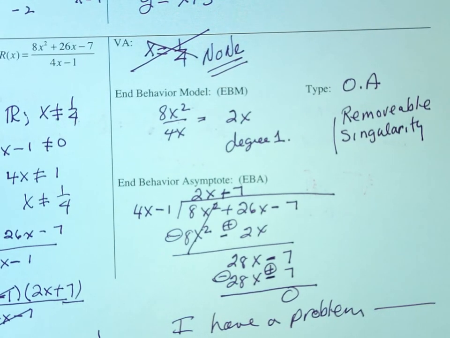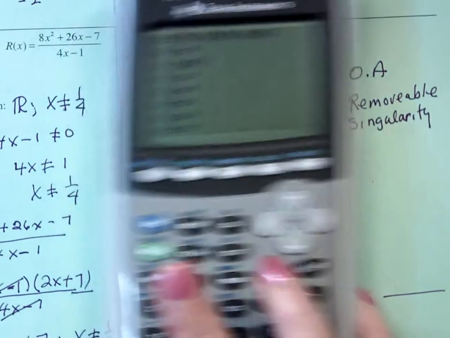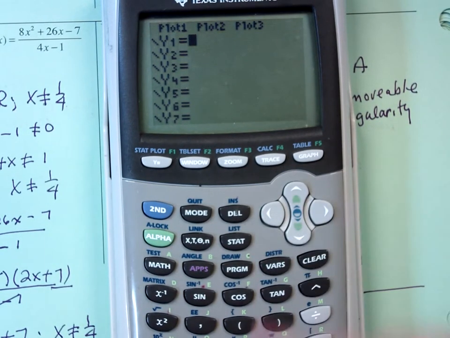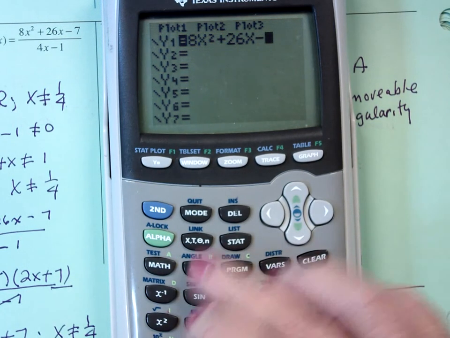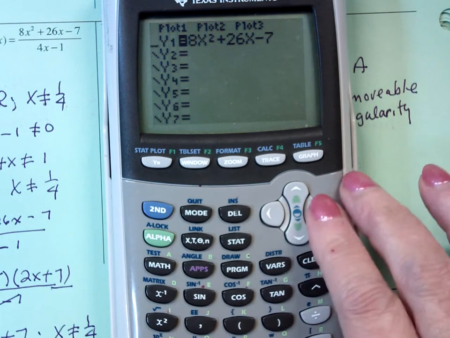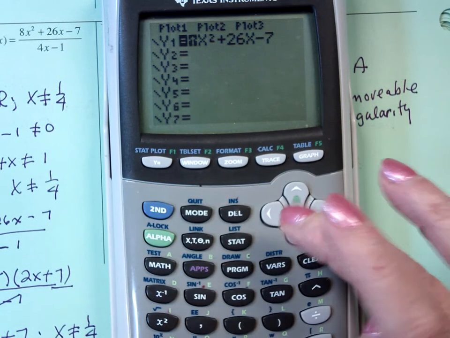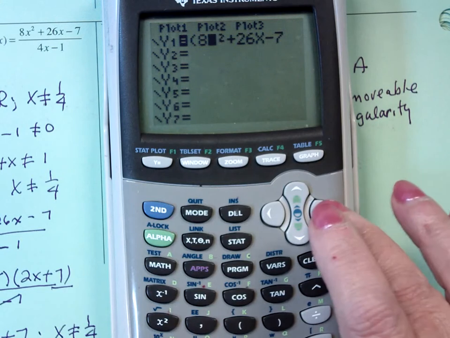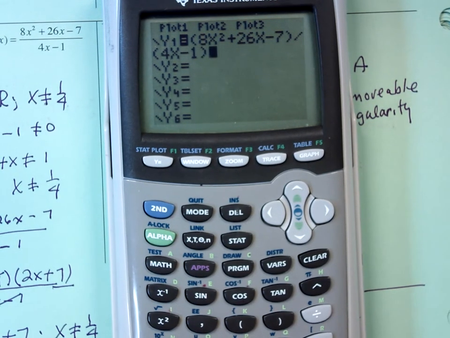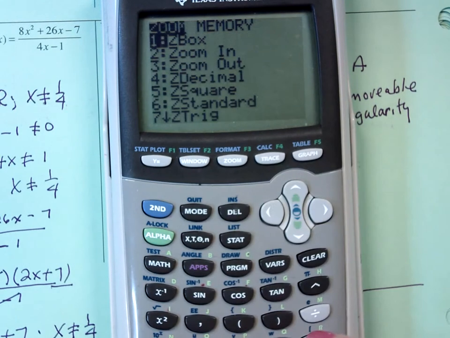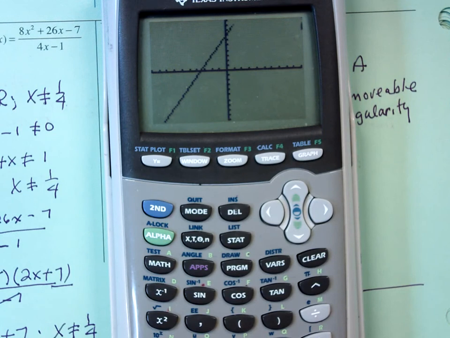So that says if I were to graph 8x² plus 26x minus 7, and I forgot to put parentheses in, so I need to insert parentheses, divided by parentheses 4x minus 1. You will not see anything that's got a VA in it. I'm going to do a zoom standard or zoom 6 to bring it up. It looks like a straight line.